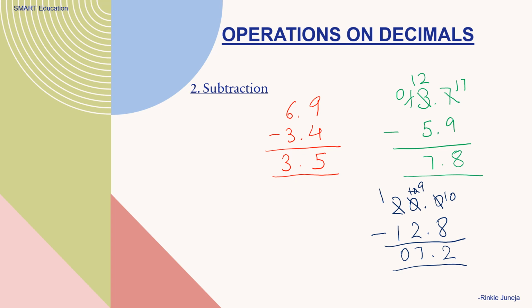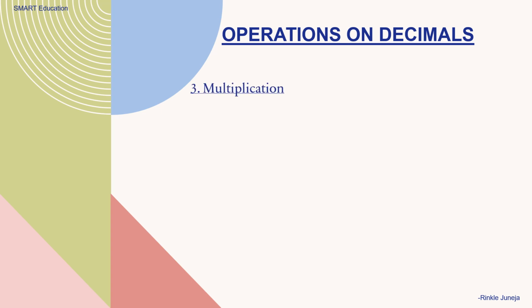Let's do the third operation, multiplication. So multiplication, again in the same manner, we have 15.4 multiplied by 3. So 3 4s are 12, 2 and 1 carry over. 3 5s are 15 plus 1 is 16. So 6 and 1 carry over. 3 1s are 3 and plus 1 is 4. And there is a decimal point before one place. So again, before one place, we'll put the decimal point. So the answer is 46.2.